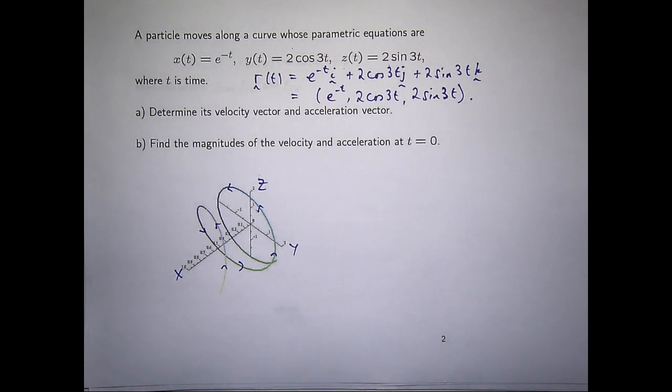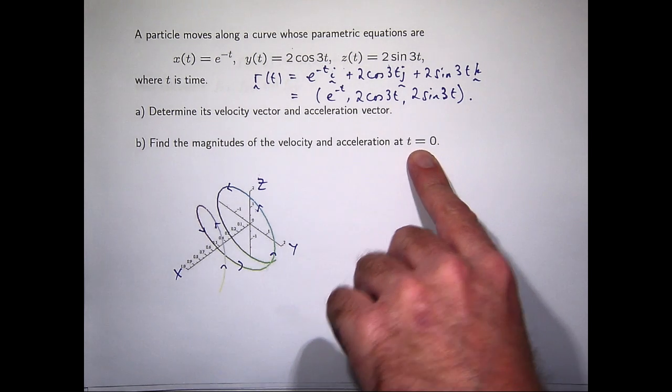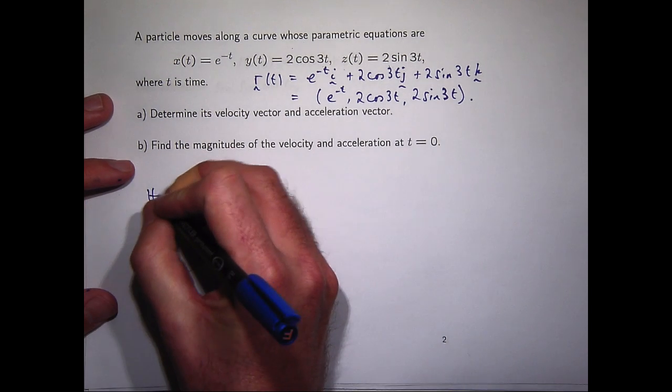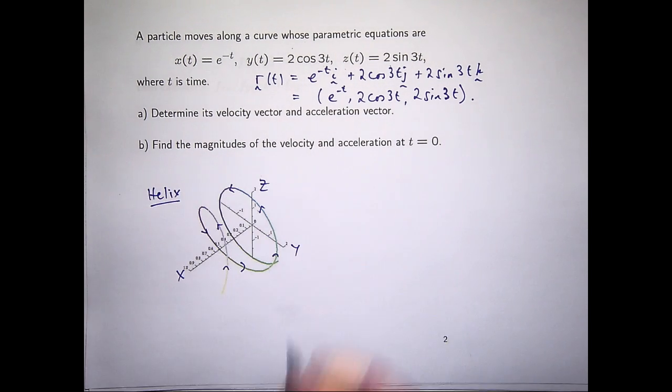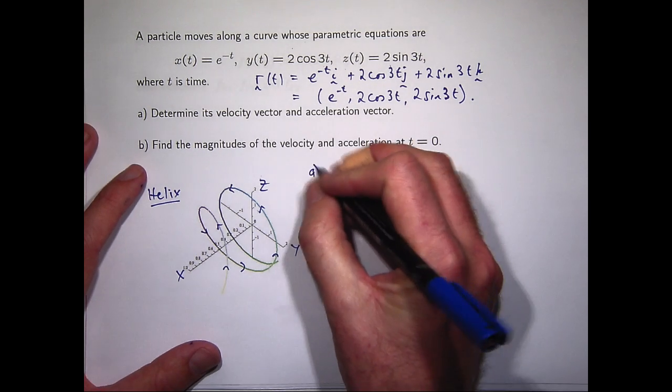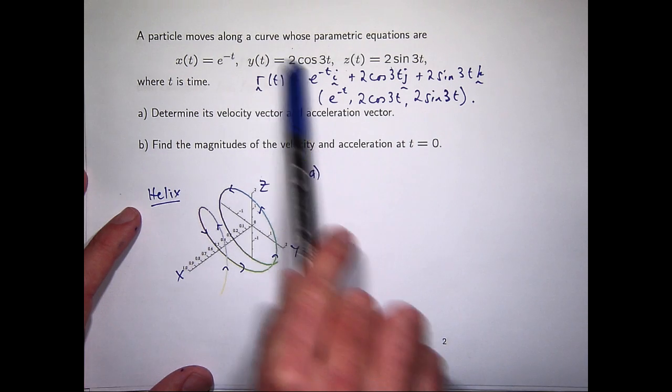Okay, so we're asked to do 2 things in this question. We're asked to determine the velocity vector and the acceleration vector. And in the second part, we're asked to find the magnitude of the velocity and acceleration vector at the instant when time equals 0. Okay, so this is known as a helix. Now, how did I produce that? Well, I just used Maple and a command called spacecurve in the plots part.